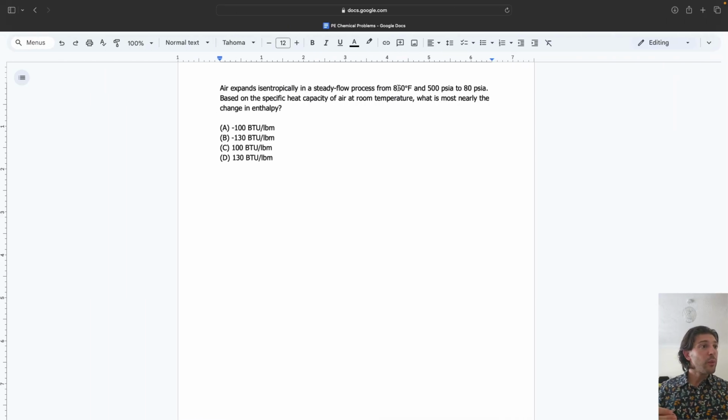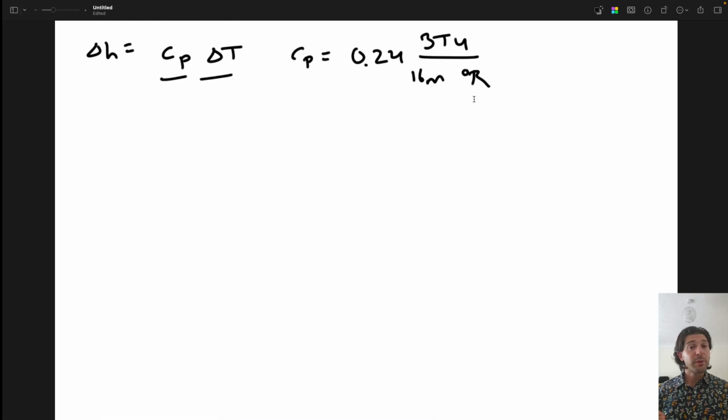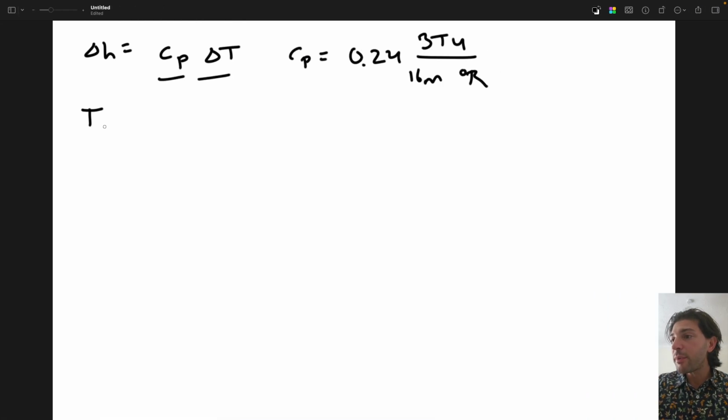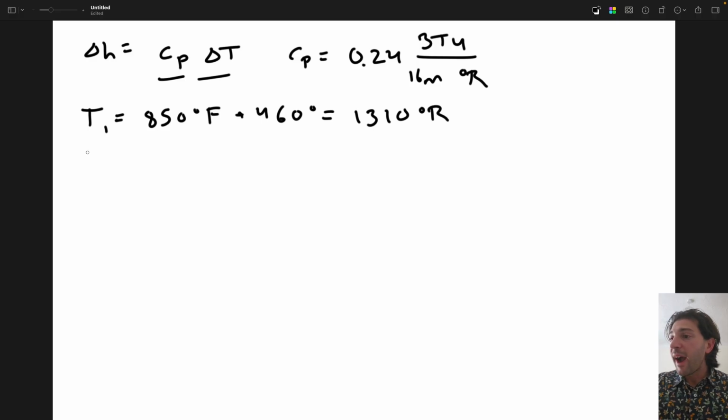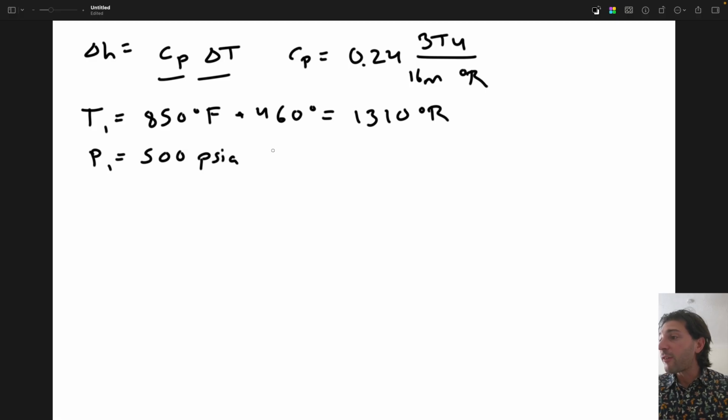We know that we have an initial temperature and pressure as well as a final pressure, so let's put that in. Our initial temperature is 850 degrees Fahrenheit. Let's add 460 in order to get our degrees Rankine. This is 1,310 degrees Rankine. Our initial pressure is 500 psi absolute, and our final pressure is 80 psi absolute.